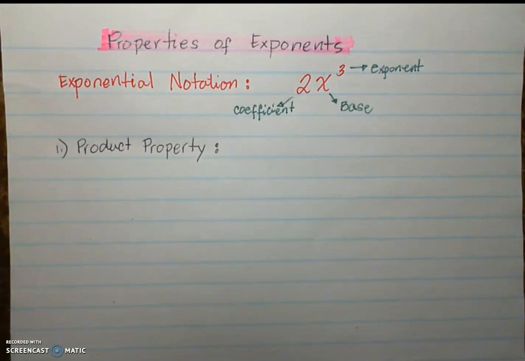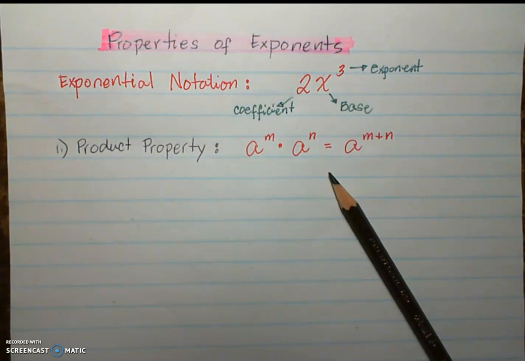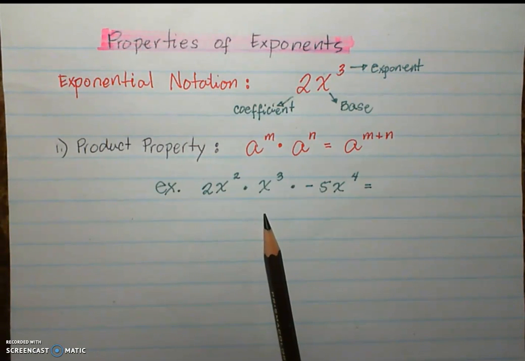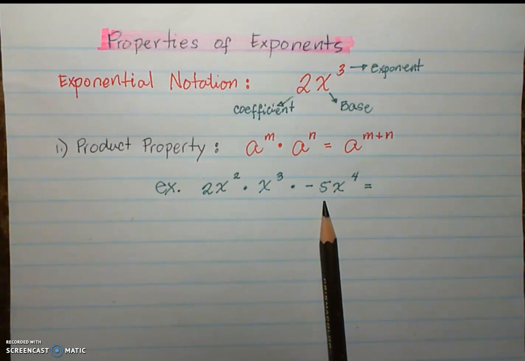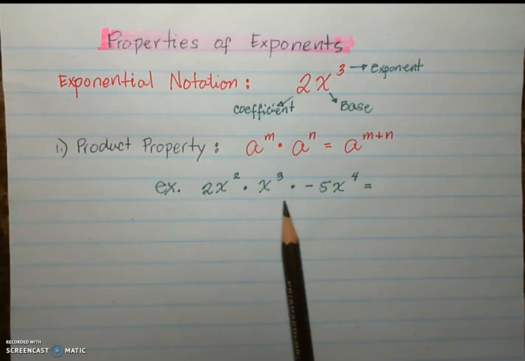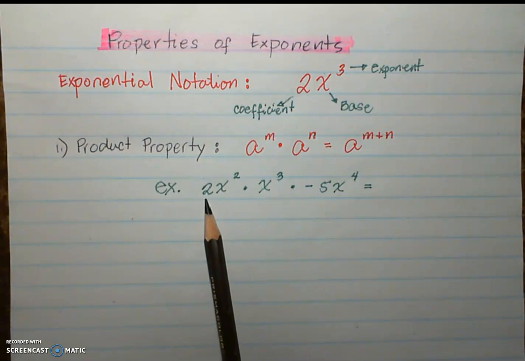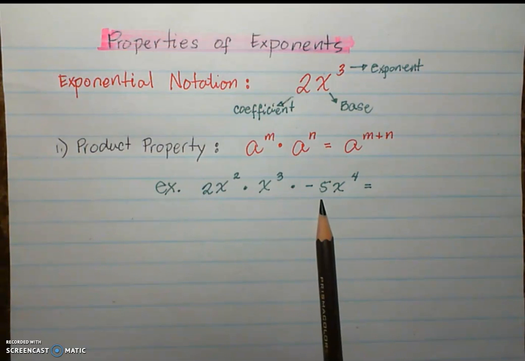The first property that we will discuss is the product property. The product property states that if your bases are the same, then you must copy the base and add the exponents. Let's take a look at this example: 2x squared times x cubed times negative 5x to the fourth. What you're going to do is tackle all the coefficients first, and this is going to be 2 times 1 times negative 5, which is negative 10.